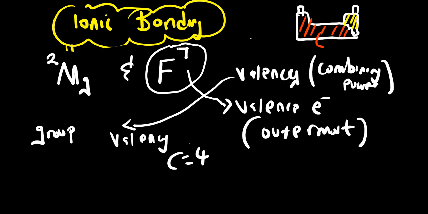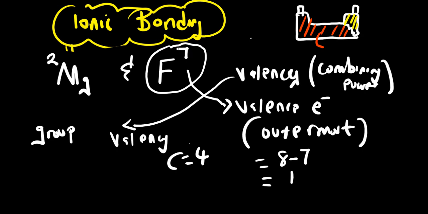But for elements in group 5 and above, to find the combining power of that element, you are going to say 8 minus the group number in which it is found. Like for example, chlorine is found in group number 7, and it has 7 valence electrons. So the combining power of chlorine, or fluorine, you subtract that from 8 and you're just going to have a 1.